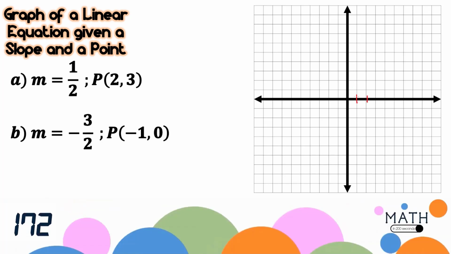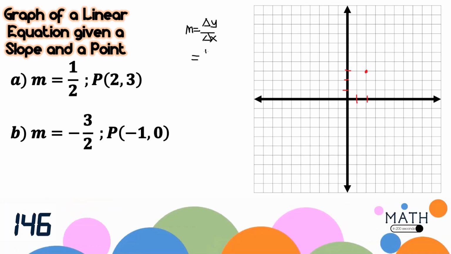1, 2, then 1, 2, 3. The point is here. This is the point (2, 3). And our graph for the letter A with the slope of 1/2 should pass through this point. To do that, we need to understand how our slope works. Our slope is also known as the change in y over the change in x.